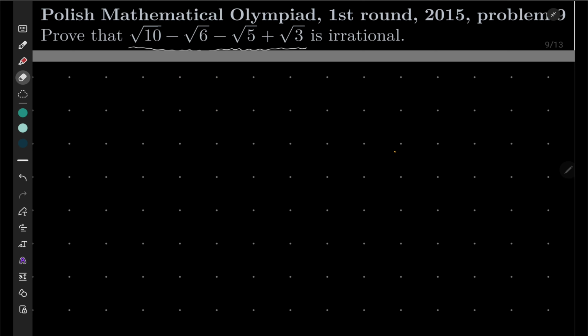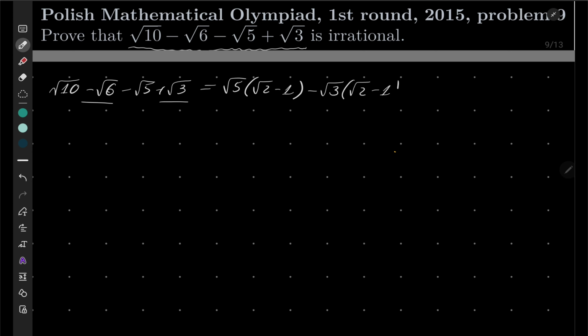Okay, so I suppose that you tried it yourself. And here is my solution. So this number, as I suggested, we can group these numbers, this number with this one, and we can factor out square root of 5, and we will get square root of 2 minus square root of 1. And then we can look at these numbers, and we can factor out minus square root of 3, and we will get square root of 2 minus 1.